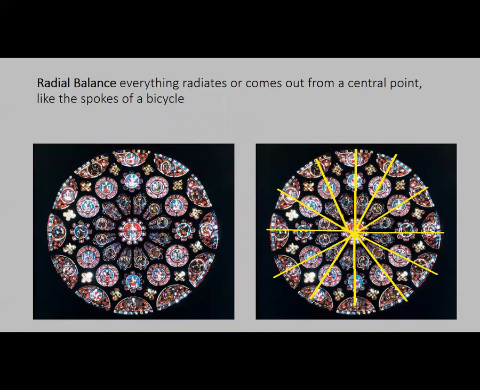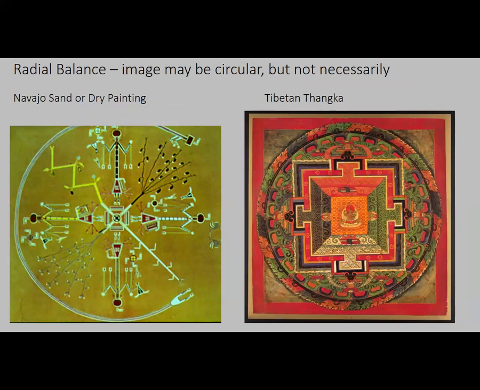Radial balance, this is the last one we're going to talk about. Radial balance, you think of a bicycle wheel. You think that there is a central point. The central point does not have to be in the middle of the image. There's a central point, and everything radiates off of that central point. A lot of sacred art uses radial balance. The image may be circular, but not necessarily so. In each one of these images, there's something that's centrally located, and all the other imagery is coming off of that central point, just like a bicycle wheel.